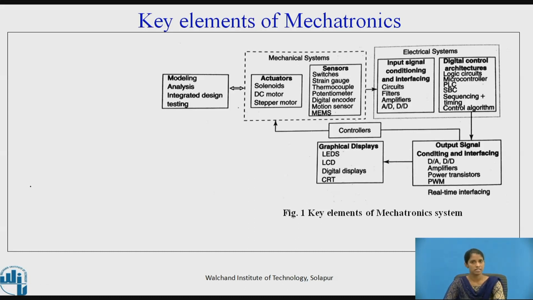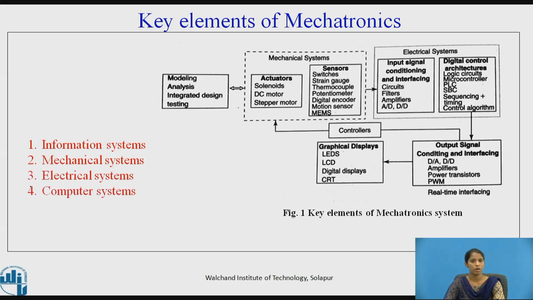The mechatronic system is classified into 5 different categories. They are: first one is information systems, second one is mechanical systems, third is electrical systems, fourth one is computer systems, and the fifth one is real-time interfacing.